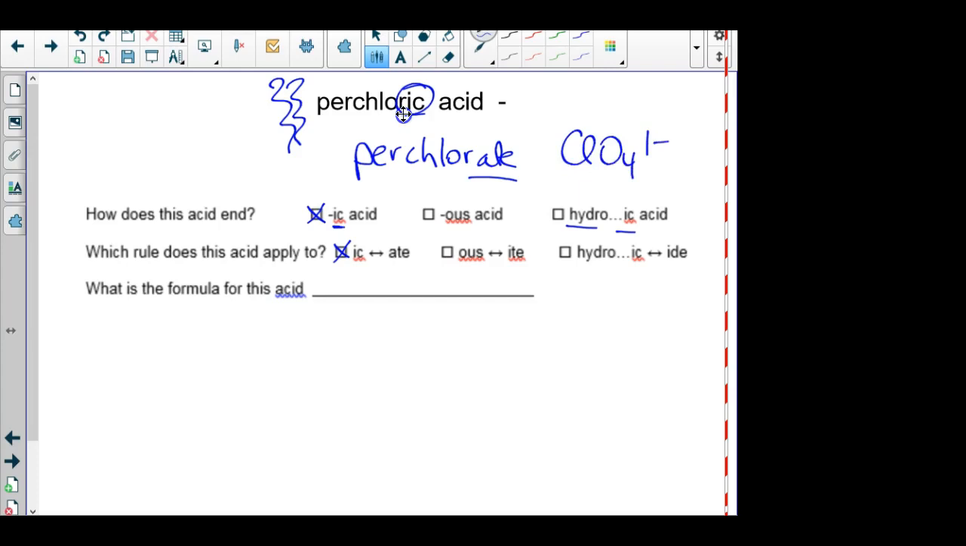So you'll put the same number of hydrogens in front as you have negatives. So I have a -1. So I'm going to put HClO4. Notice that my formula has no pluses or minuses left. All the pluses and minuses go away.